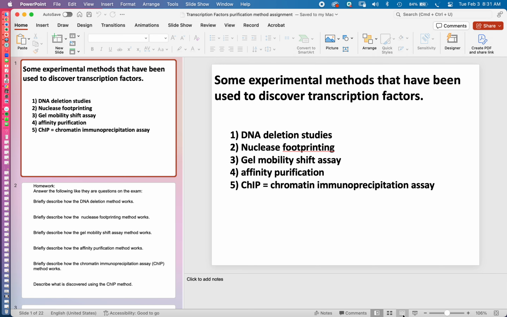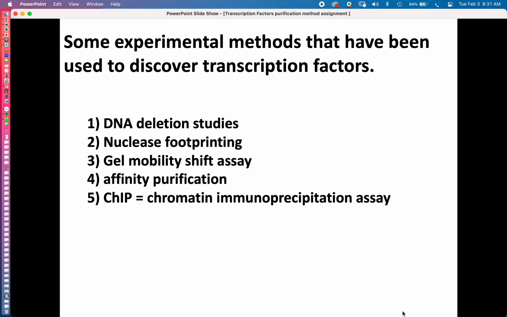In this assignment, we're going to deal with some of the methods used to study transcription factors. Some of these are really methods used to understand the transcription factors. Your book covers most of these in Chapter 7, so we're dealing with Chapter 7 material. And there are also a couple that aren't covered by it, but these are the ones we're going to focus on.